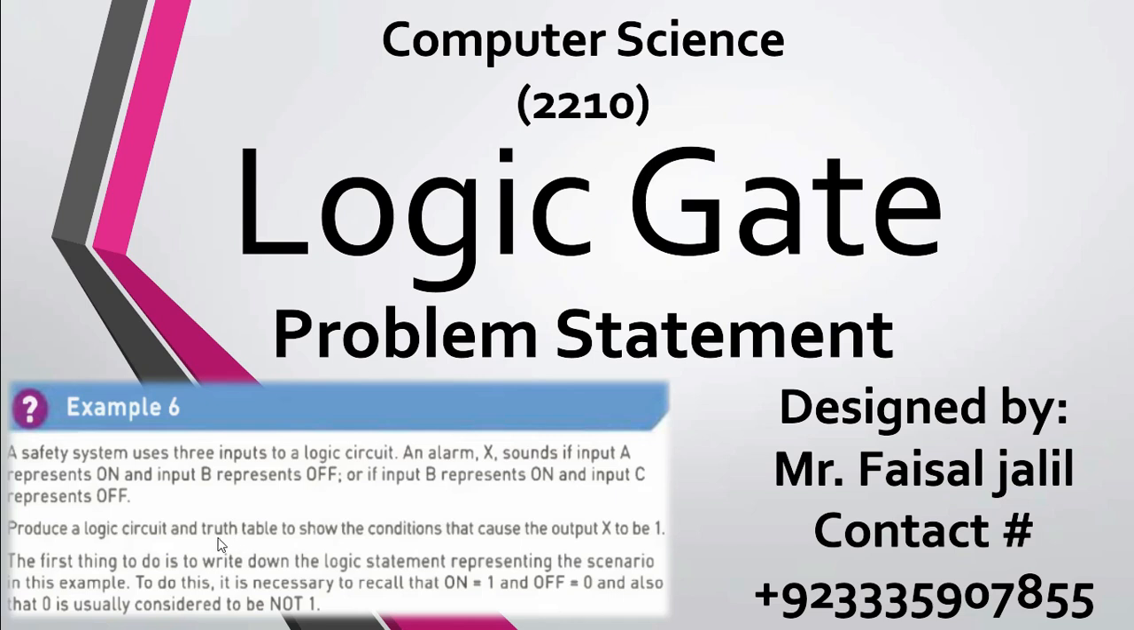We use the truth table to check the behavior of the circuit, to check the outcome of the circuit, okay? Step by step, and produce the logic circuit. And a logic circuit is a combination of different logic gates: OR gate, NOR gate, AND gate, XOR gate, and so on. To show the condition that causes the output X to be 1, the first thing to do is to write down the logic statement representing the scenario in this example. To do this, it is necessary to recall that on is equal to 1.